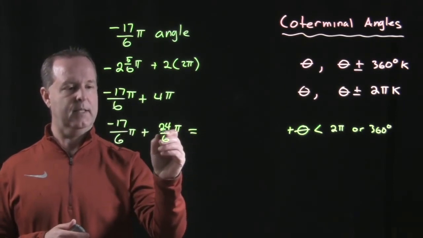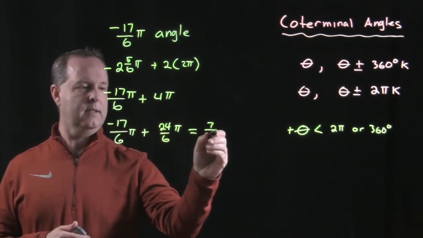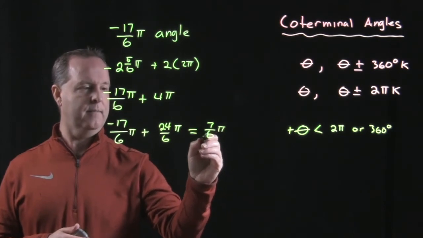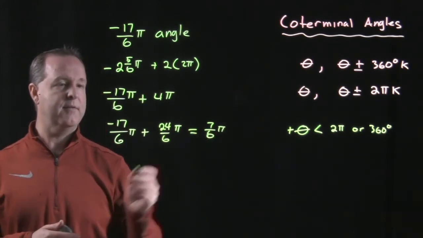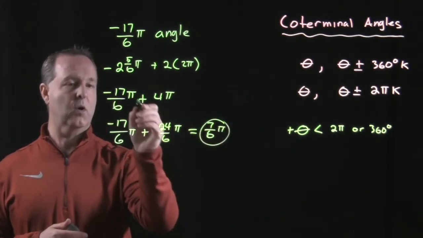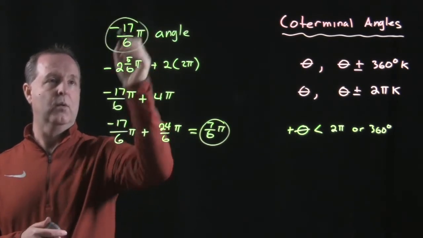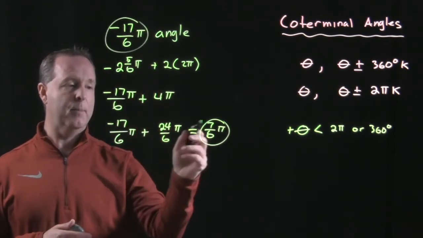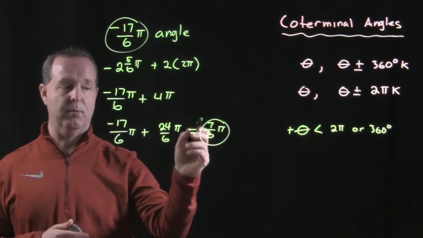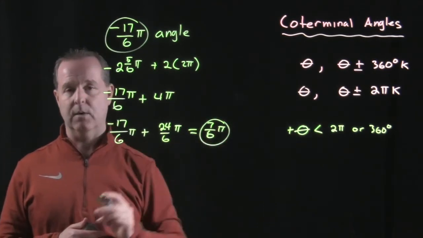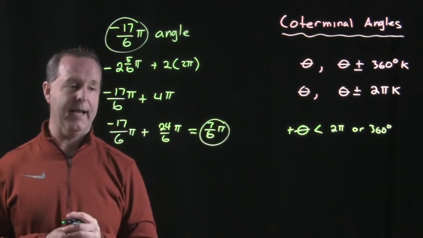That becomes 7 pi over 6. So 7 pi over 6 is coterminal with negative 17 pi over 6, and that's the coterminal angle that's both positive and less than 1 full revolution, less than 2 pi.